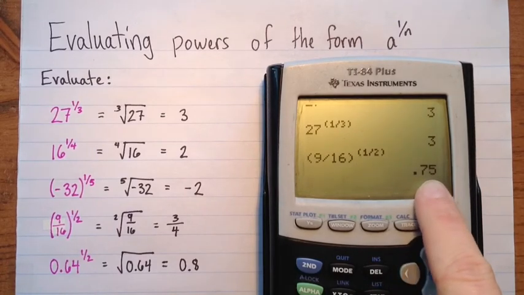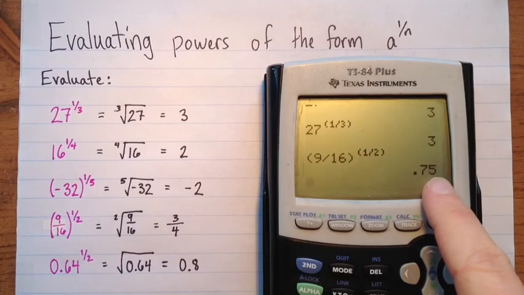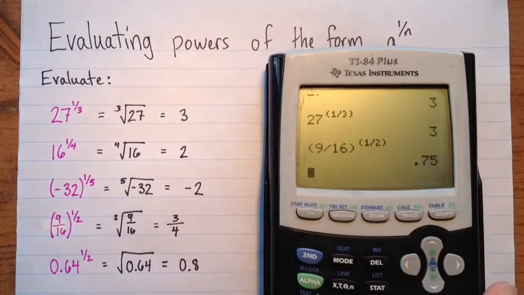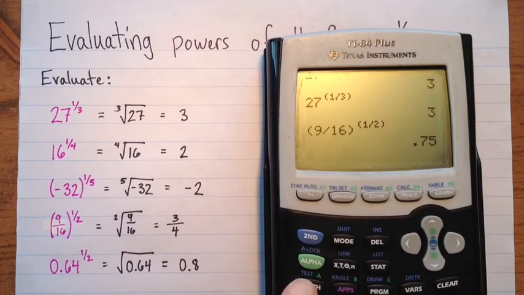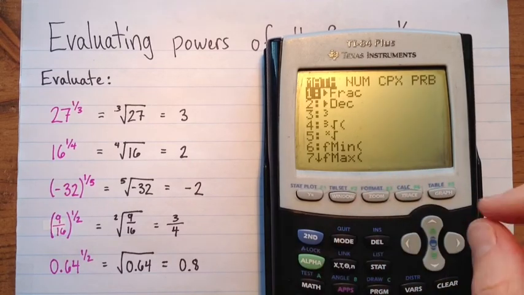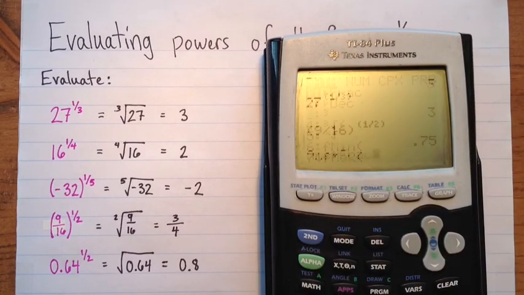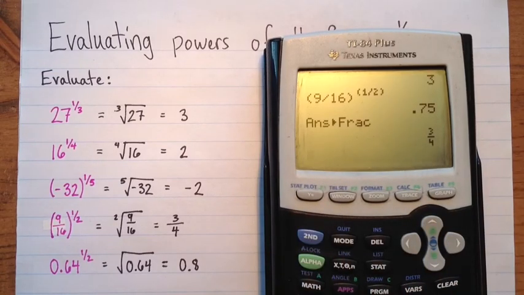You should know that that's 3/4, but if you had a decimal value and you weren't sure what the fraction was, then you can press math right here, and then you just have to press enter twice, because it'll choose fraction, it'll turn the answer into a fraction, and there's your 3/4.